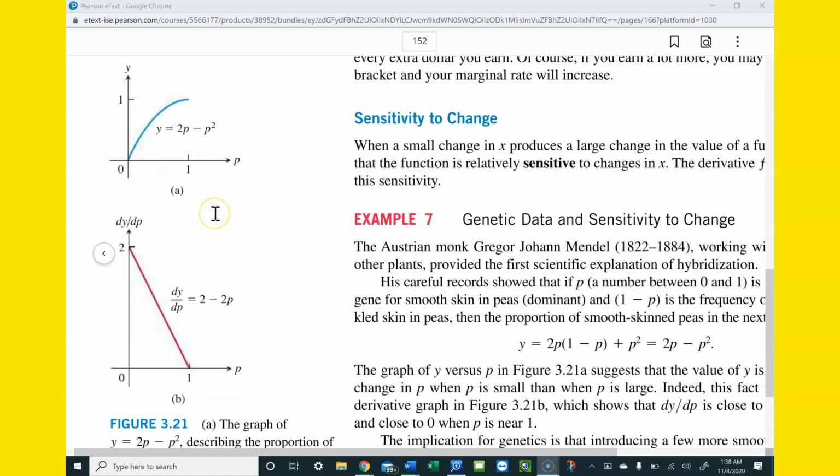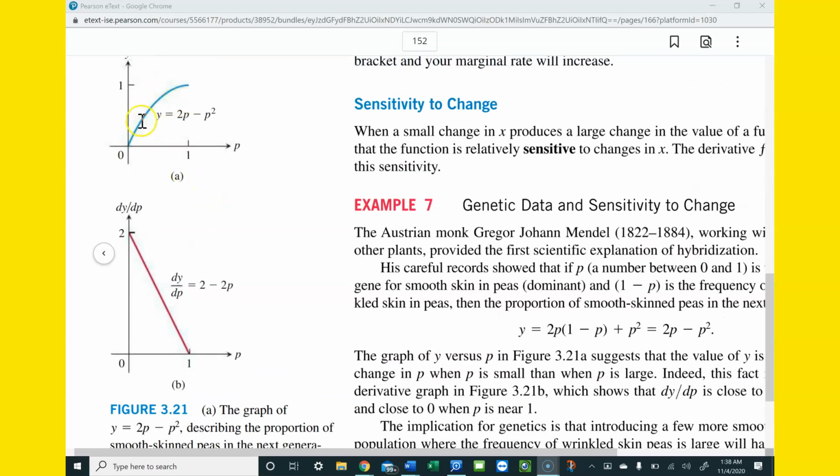that proportion very much. And we can also see that same concept going on in the derivative, because if you're at 0 smooth skin peas, I should say, then the derivative has a relatively high value of 2, which means if you change it by a little bit there, it's going to change it by a lot up here, or by 2. But as you get closer to 1, as you get closer to that frequency being 1, so you're having almost all smooth skin peas, you can see that if you change it by a little bit, it's not going to be changing by much. In fact, once you get to all smooth skin peas, adding a couple more smooth skin peas is not going to change it at all, because the derivative has a value of 0 there.